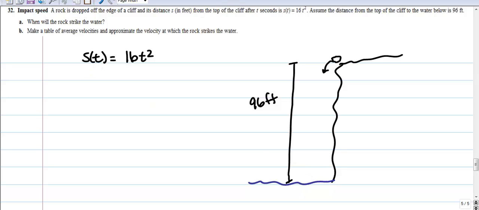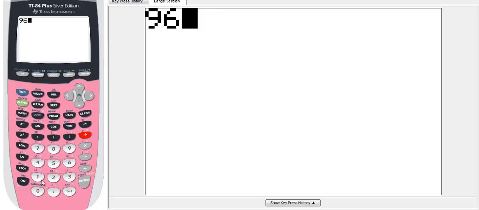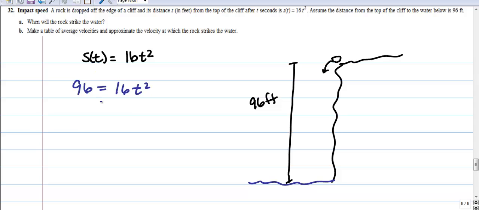Well, s of t is the height of the rock. So all we have to do for part A is set up this equation right here. So to set up this equation, I would first divide 96 by 16. And I would get 6. So 96 divided by 16 is 6. And then technically I'd do plus minus square root, but it can't be the negative one. So time equals the square root of 6 seconds. That's the exact time.